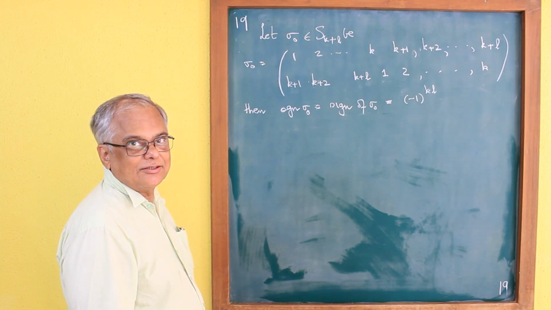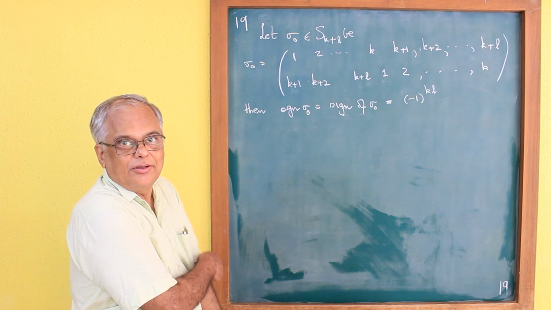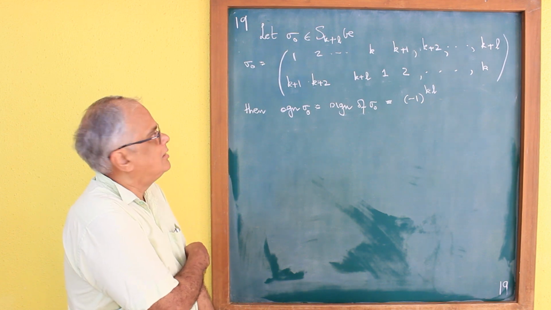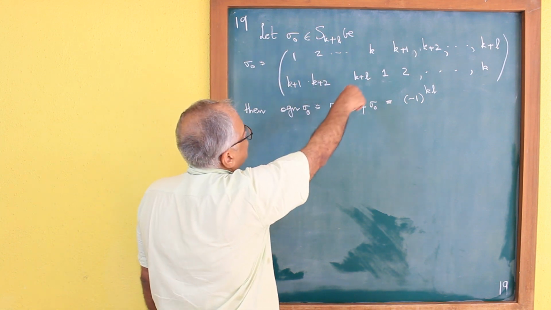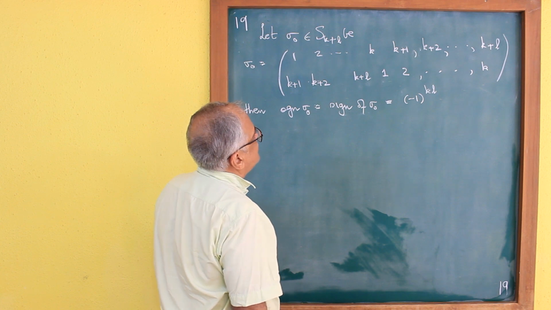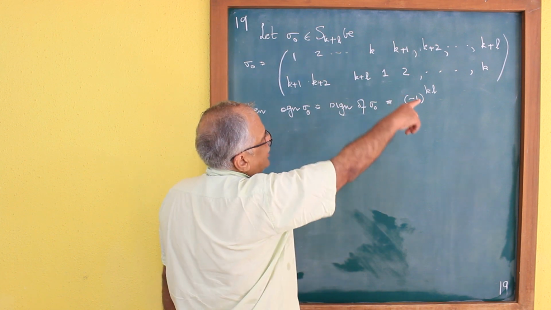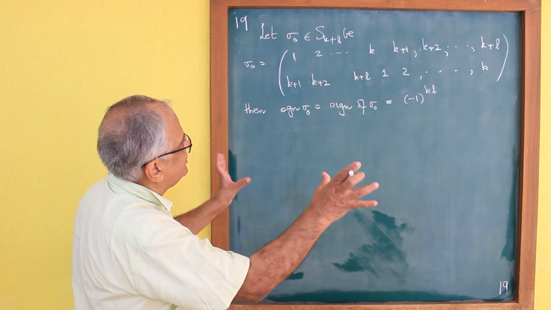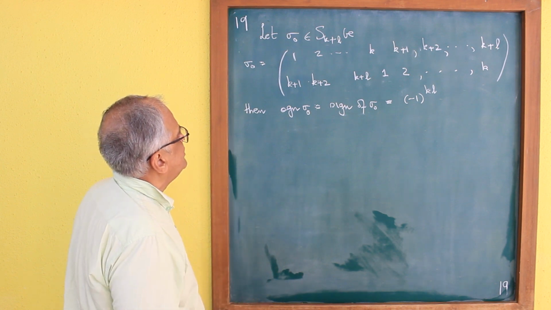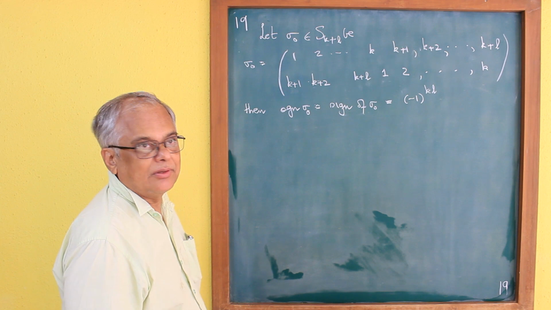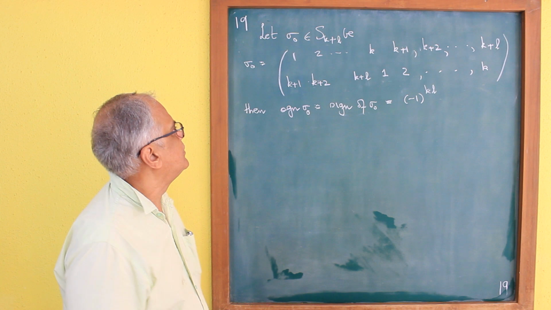Okay, so in the last video we had seen that if sigma naught is a permutation on k plus L elements, 1 to k plus L, which takes 1 to k plus 1, 2 to k plus 2, L to k plus L, and then L plus 1 to 1, etc., and k plus L to k. So it is interchanging these two blocks, namely the block 1 to k and the block k plus 1 to k plus L. Then the sign of sigma naught is minus 1 to the kL. Okay?